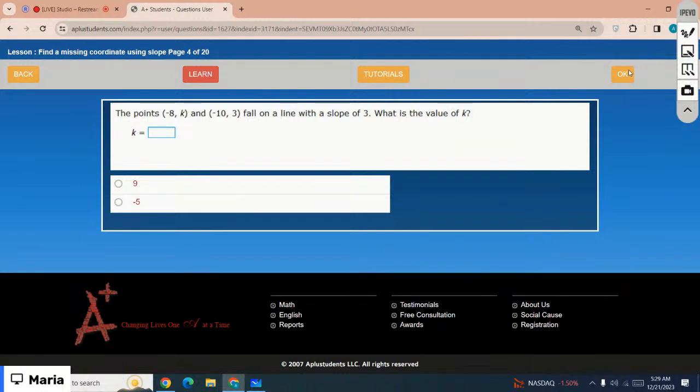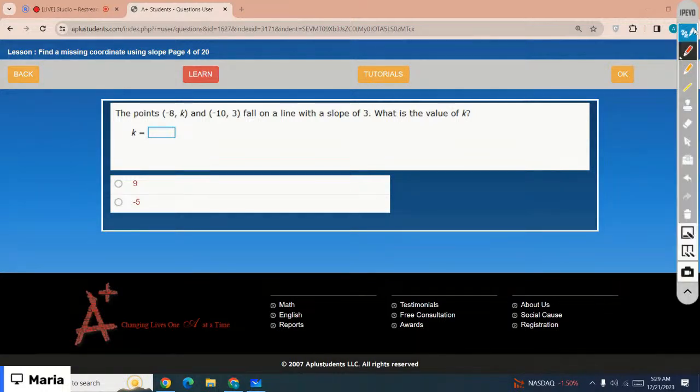Okay, the next one is the points negative 8, k and negative 10, 3 fall on a line with a slope of 3. What is the value of k? Okay, let's just calculate the value of k for this one. Use the formula that is slope equals 3.